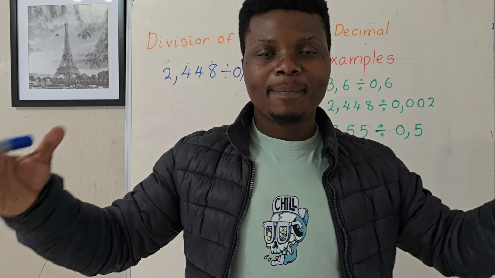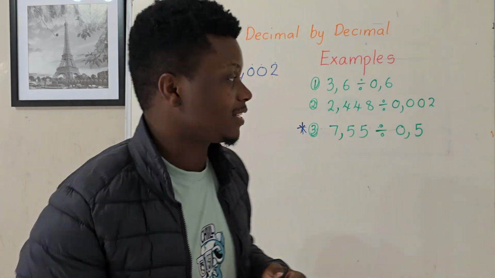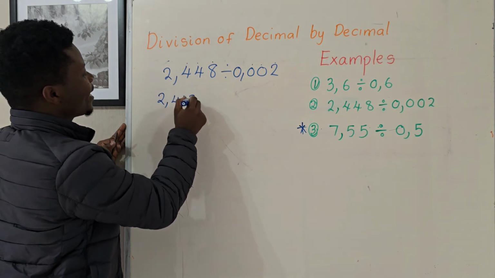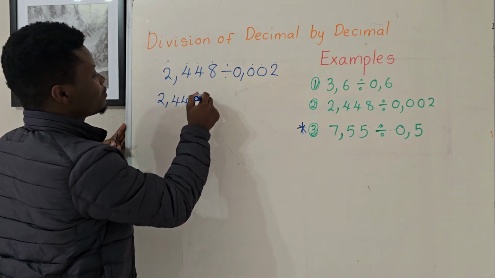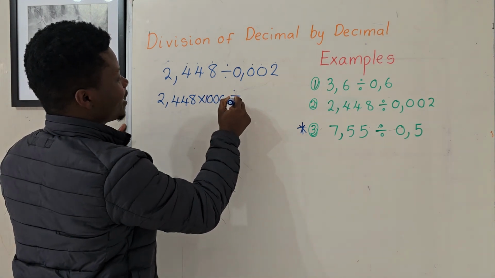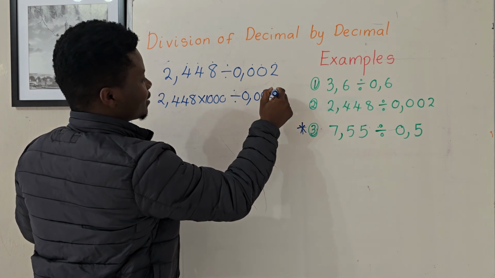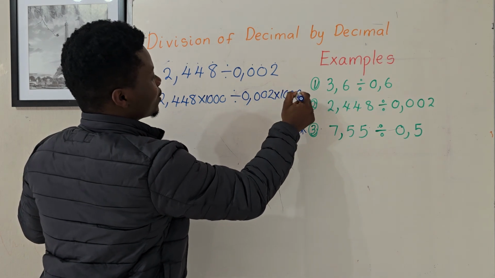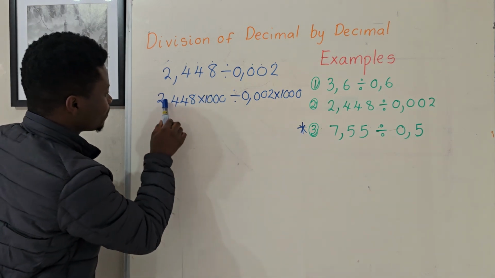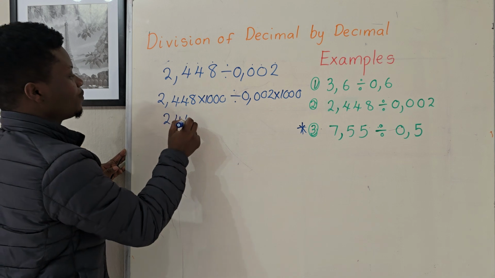So we're going to multiply by a power of 10 that has 3 zeros, which is 1000. So I say 2.448 times 1000 to get rid of the decimals, divided by 0.002 times 1000 to get rid of the decimals. By 1000 the comma moves 3 places, 1, 2, 3. This number becomes 2448.